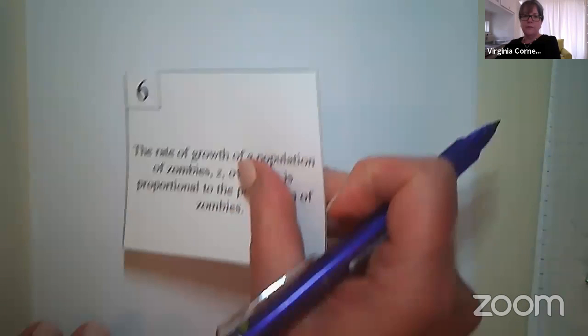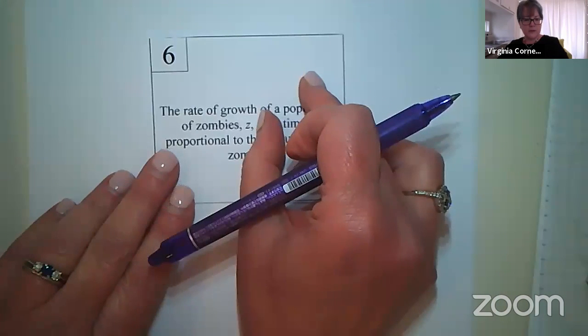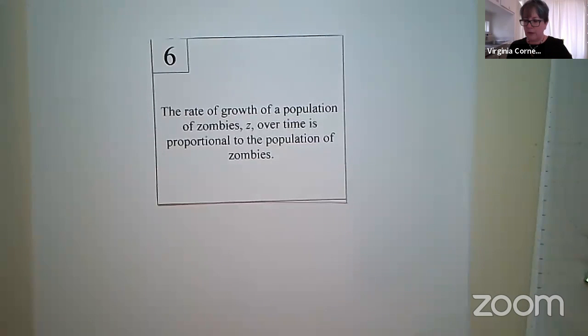Okay. Number 6 is one for you to try on your own. I'm going to try and read it out loud correctly this time. It says the rate of growth of a population of zombies Z over time is proportional to the population of zombies. Mark's going to show us his result this time. I'm going to wait just another 30 seconds, Mark.